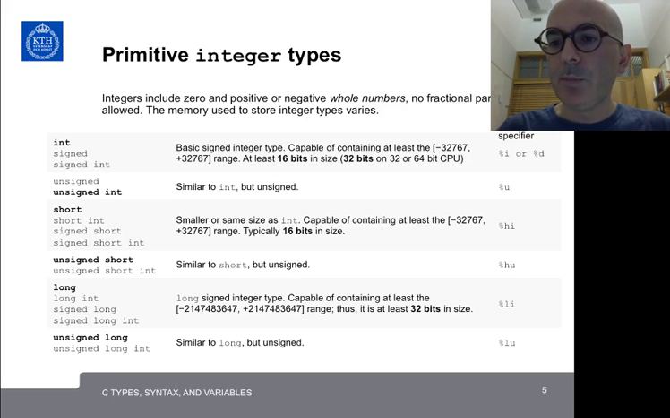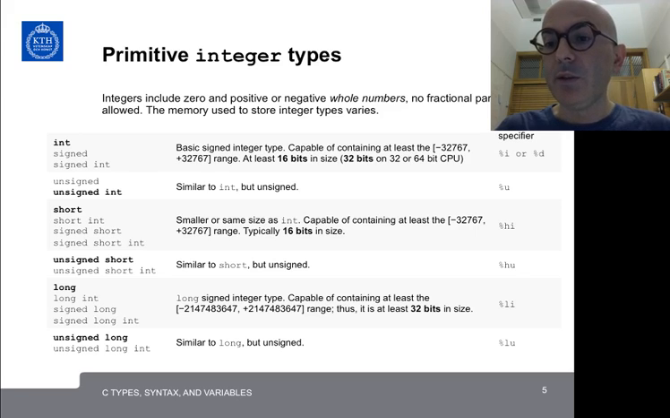Integers include 0 and positive or negative whole numbers. That means that no fractional part is allowed. The memory used to store integer types varies depending on the machine we use and on the qualifier, short or long. Integers are typically 32 bits long on modern CPUs, so you can represent 2 to the power of 32 values using an int. You can use the qualifier unsigned if you want your integer to represent only positive values.